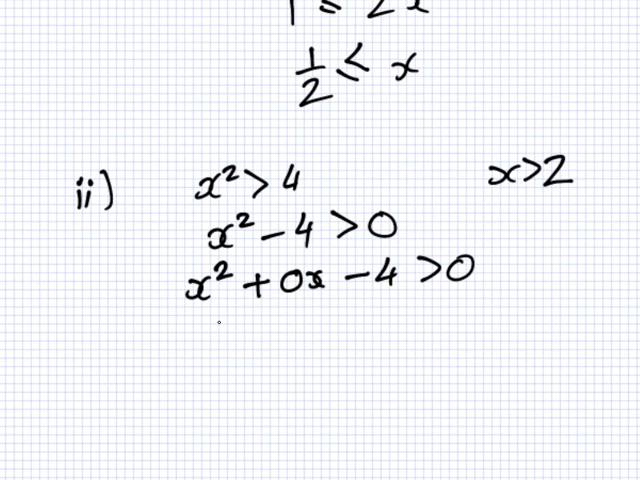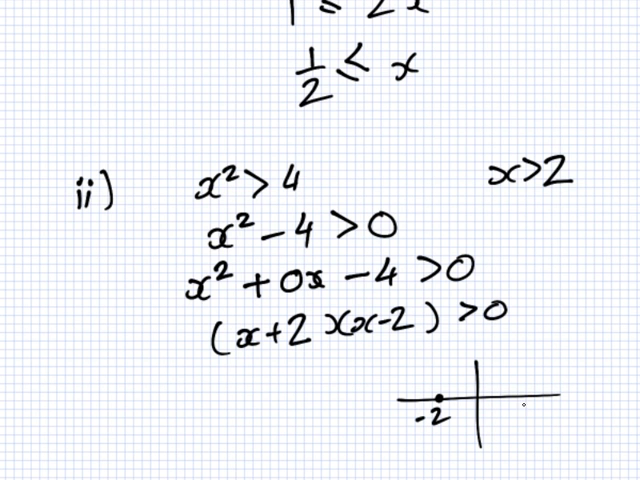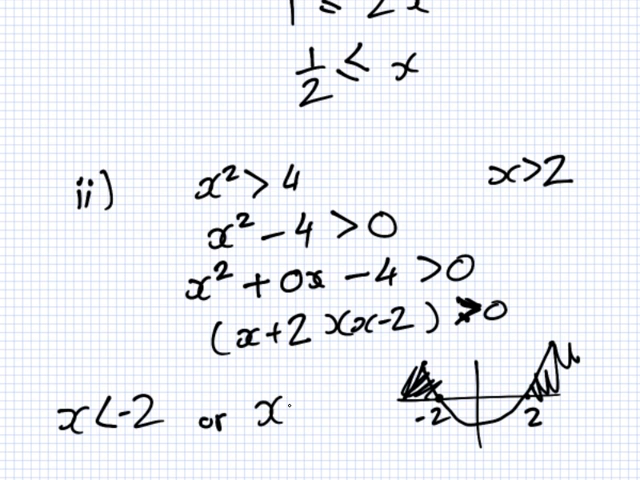Now, we want two numbers. The numbers must multiply to make -4 and add to make 0. What are those numbers? 2 and -2. So what are the roots here? -2 and 2. And do I want above or below? It's above, yes, it is. So I want this part and this part. So I need x smaller than -2 or x bigger than 2.